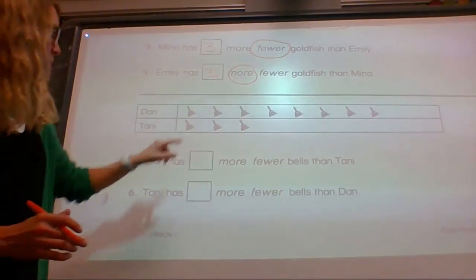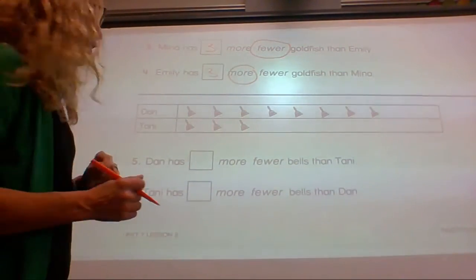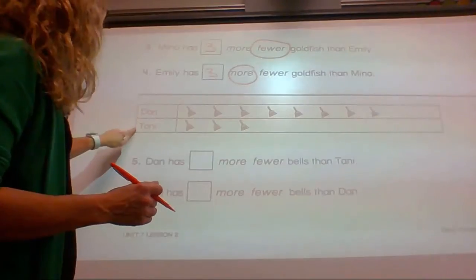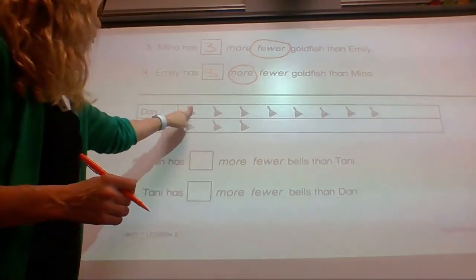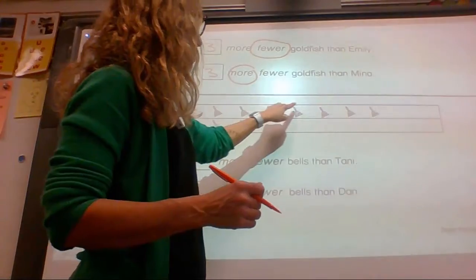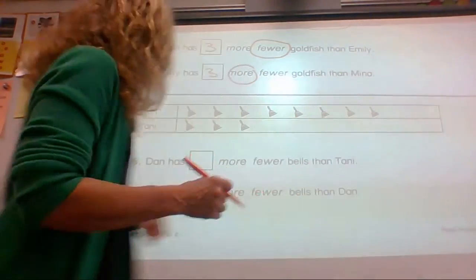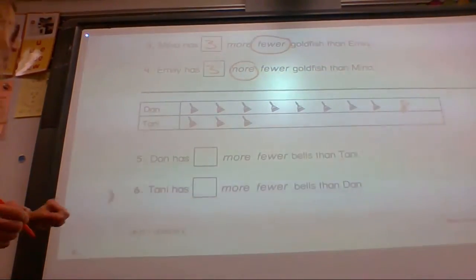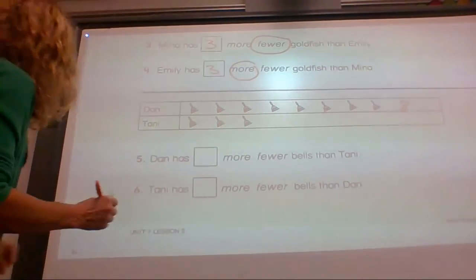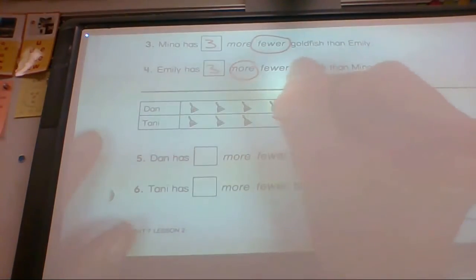Okay, now it looks like we have bells in our picture graph. Dan has some bells and Tani has some bells. Let's count up Dan's bells. 1, 2, 3, 4, 5, 6, 7, 8. 8 bells. And Tani has 1, 2, 3 bells. Okay.